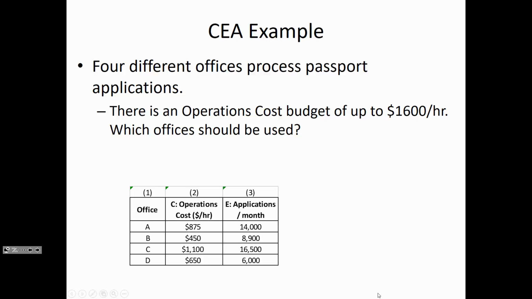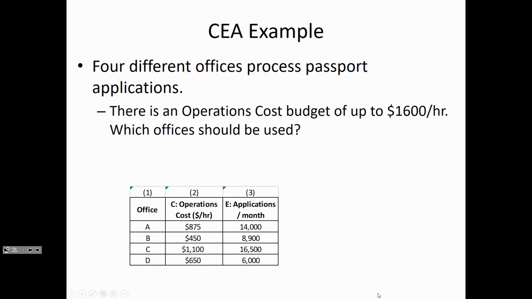The data that we have for these 4 offices is how much it costs to operate them, and that can be a reflection of their office space expenses. It could be the salaries in that location and lots of other factors. We've just added them all together as the costs. You can see that's abbreviated with C. And then here we have a measure of effectiveness, which is how many applications they process every month.